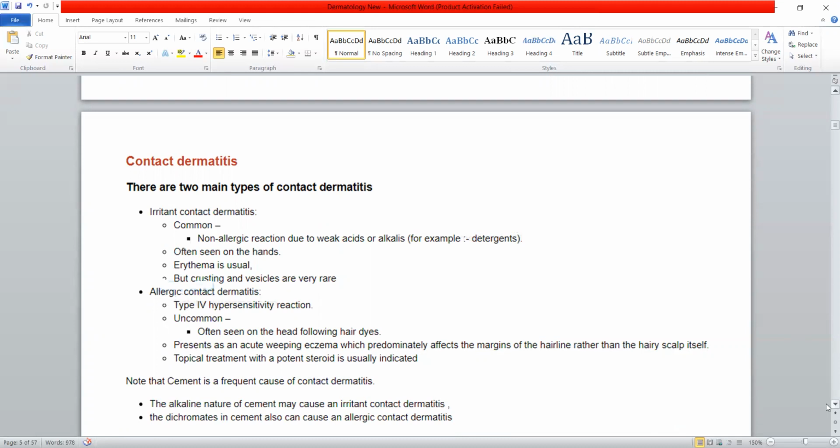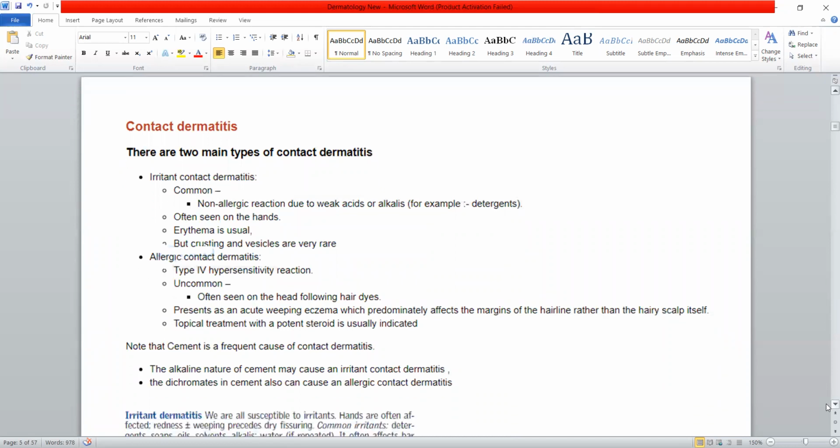Now the next type of dermatitis that we are going to discuss is contact dermatitis. Atopic dermatitis, Dermatitis herpetiformis, and now contact dermatitis. As its name indicates, this dermatitis is due to contact with some chemicals or some metals. Contact with anything that results in dermatitis will be known as contact dermatitis. There are two types of contact dermatitis: one is irritant contact dermatitis and the other is allergic contact dermatitis.